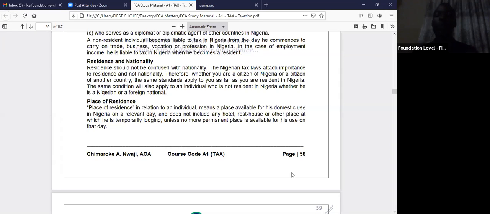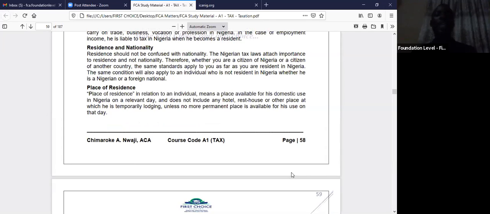Somebody who is squatting with somebody for a short time is also living in a temporary lodging. So, except if you are squatting with the person for a long time, yes, then you can now use that person's place as your address. Okay, then that's a permanent place of residence.